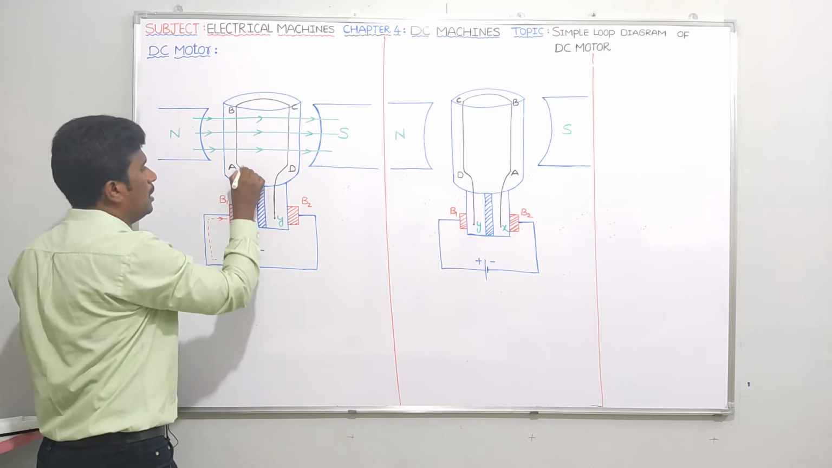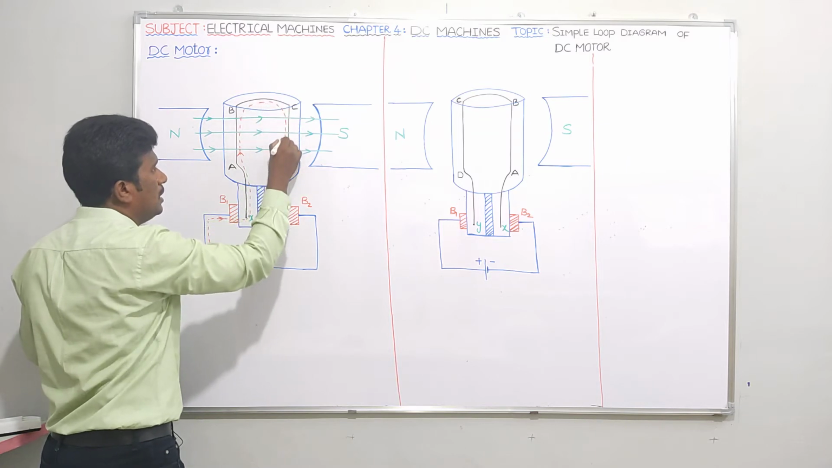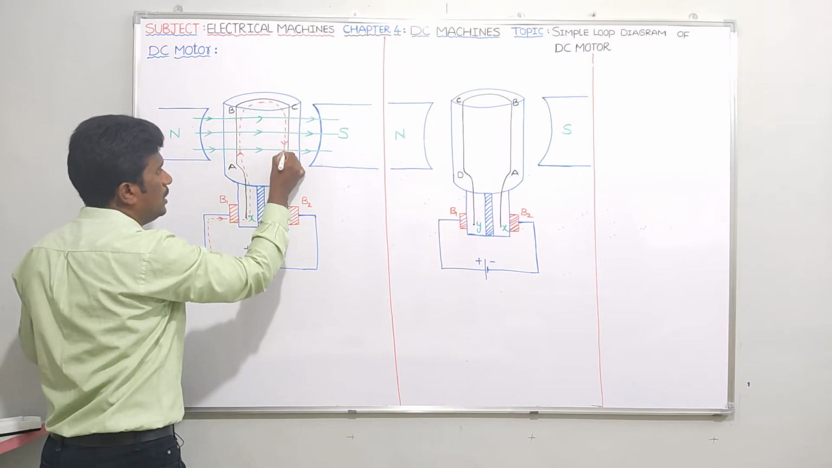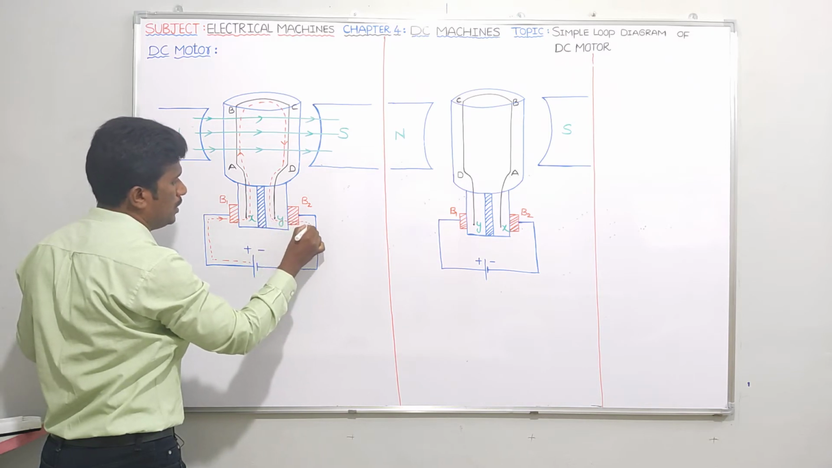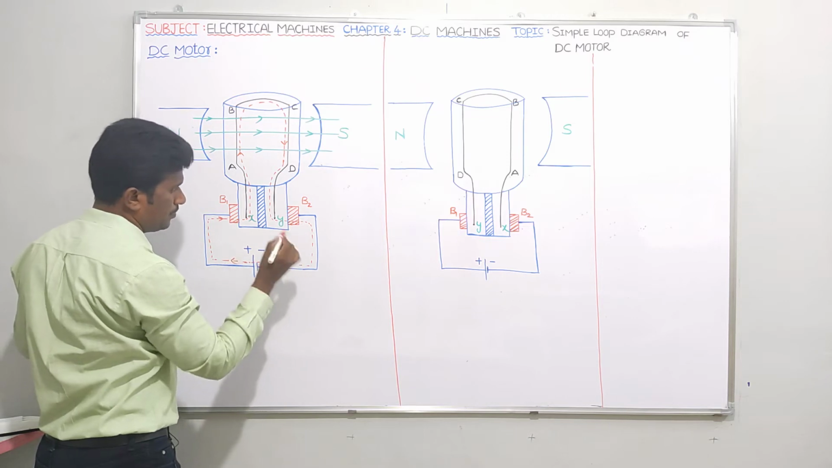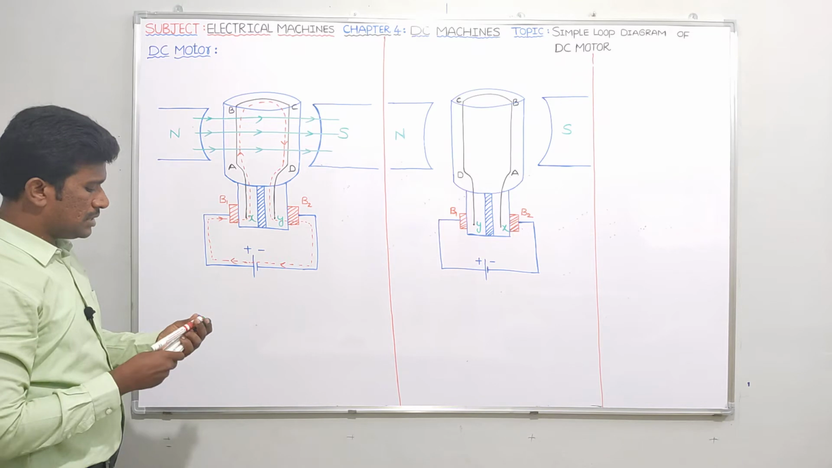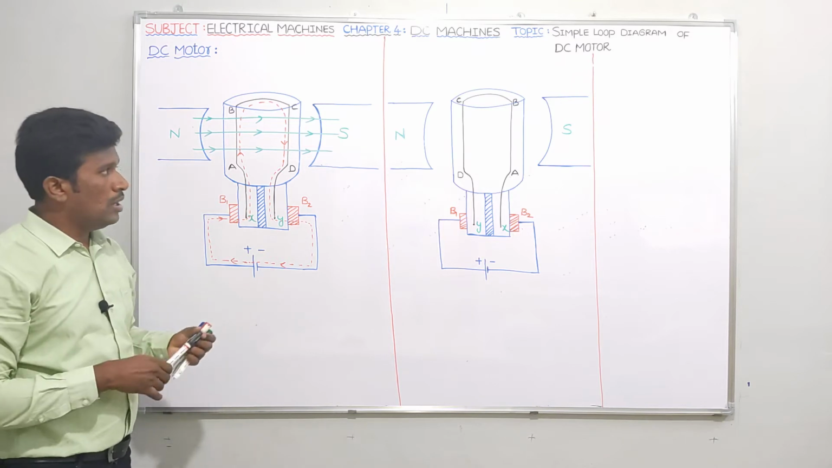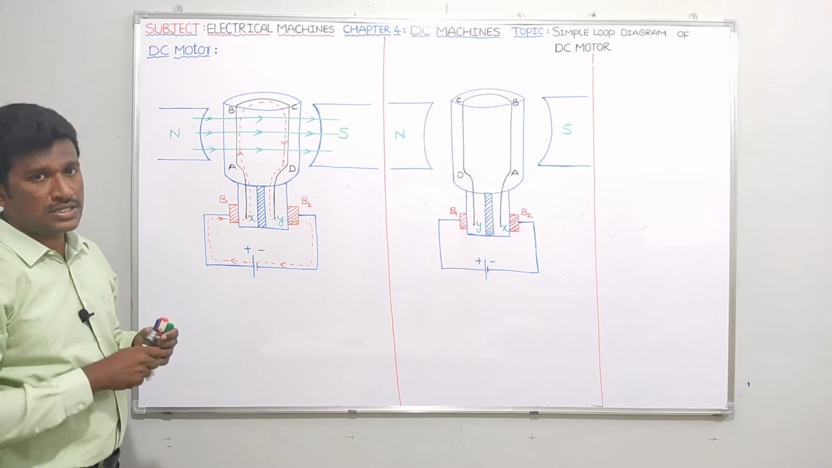So in AB, current is going from A to B, and in CD, current is flowing from C to D, and the CD conductor is connected to brush B2. So current completes the path like this. Is it clear, guys? Now, a very simple question I am asking here. If you saw the previous video, then definitely you will get the answer for this question.